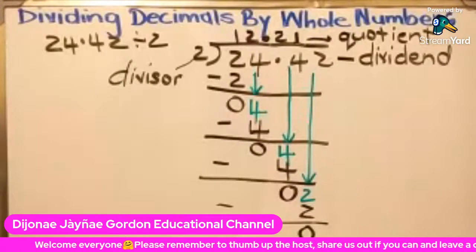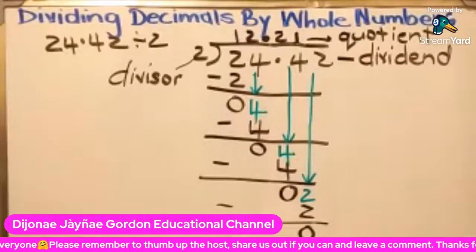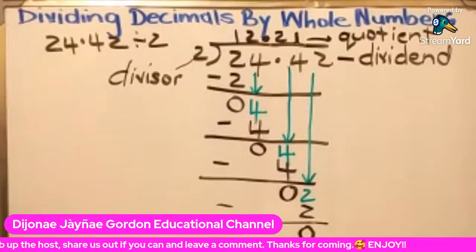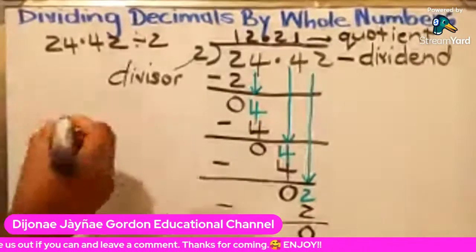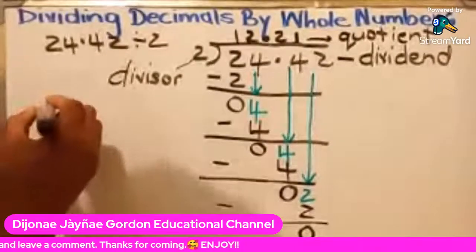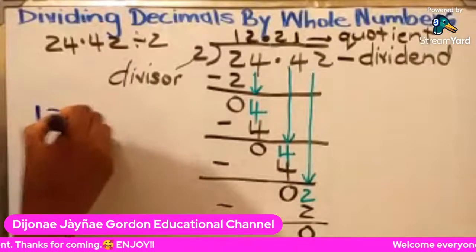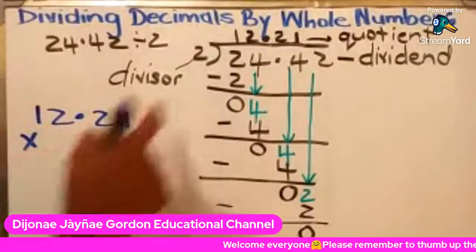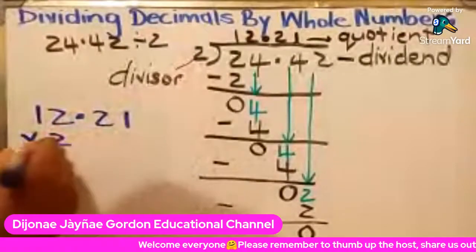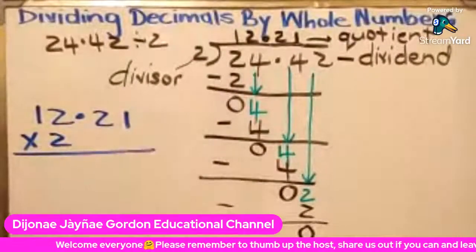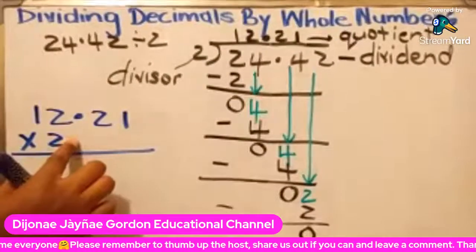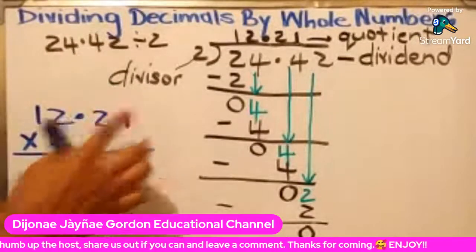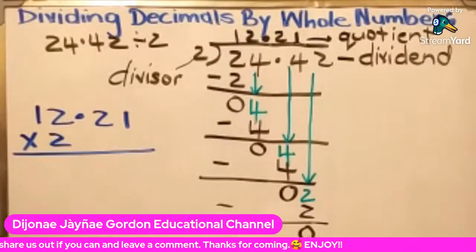If we get back our dividend, then this will tell us that our quotient is correct. So let's do a check right now. I'm going to take my quotient right here. Remember, the quotient is 12.21, and of course we're multiplying it by our divisor, which is 2. Let's look: 2 multiplied by 1 is going to give us 2.